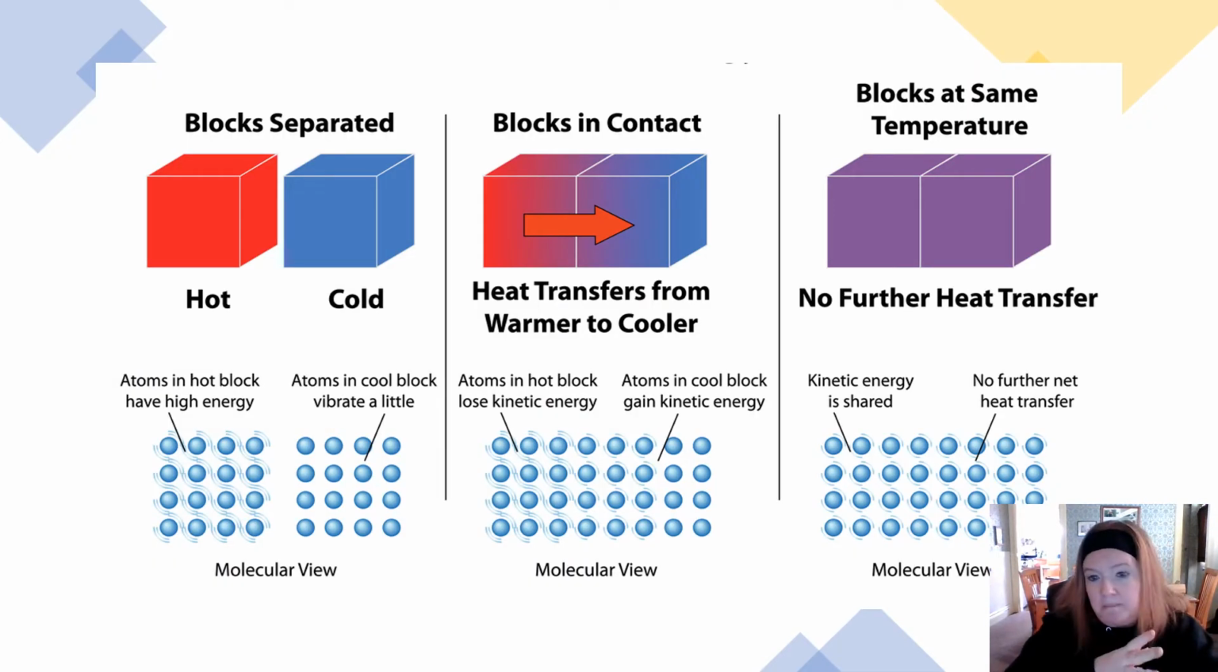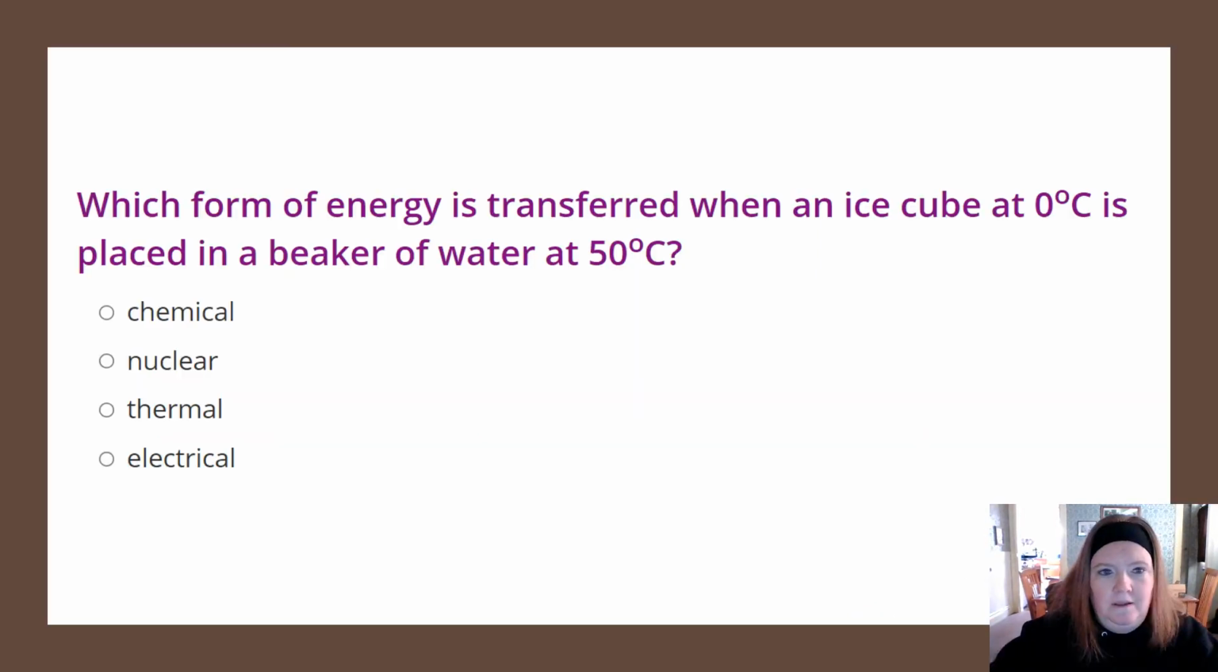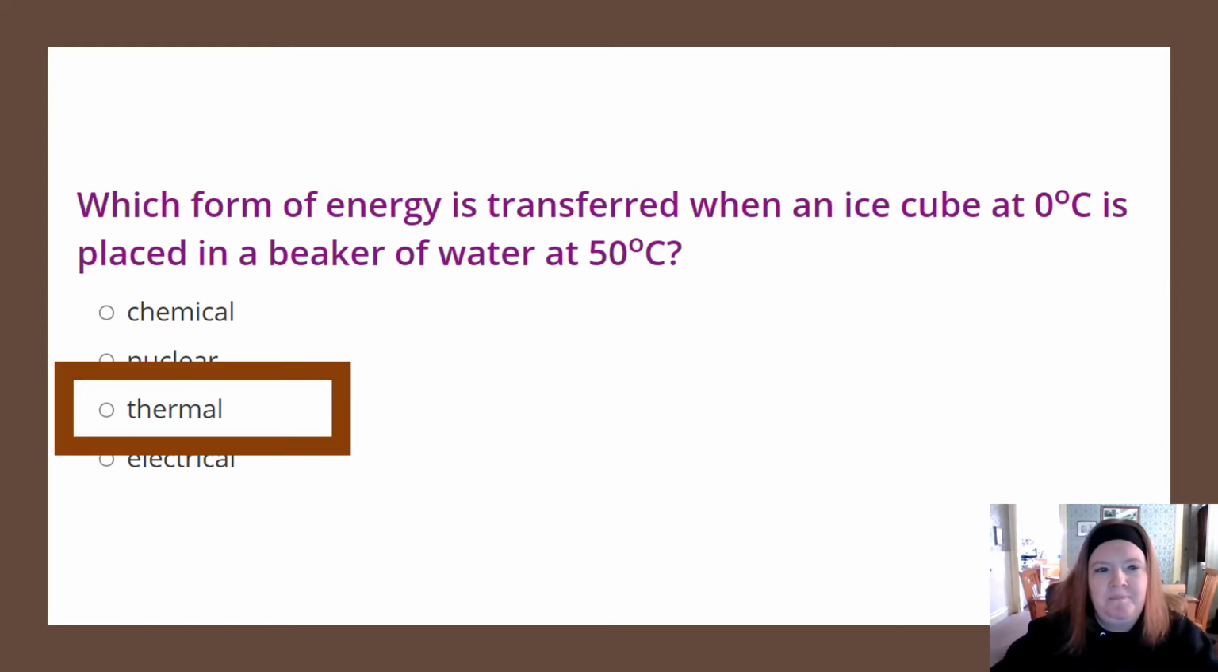So here you can see the blocks are separated. There's not going to be transfer between the two blocks. They come in contact. The heat will be transferred from warmer to colder until there is an equilibrium reached and they are the same temperature. Which form of energy is transferred when an ice cube at 0 degrees Celsius is placed in a beaker of water at 50 degrees Celsius? Do you remember? Yeah, thermal.